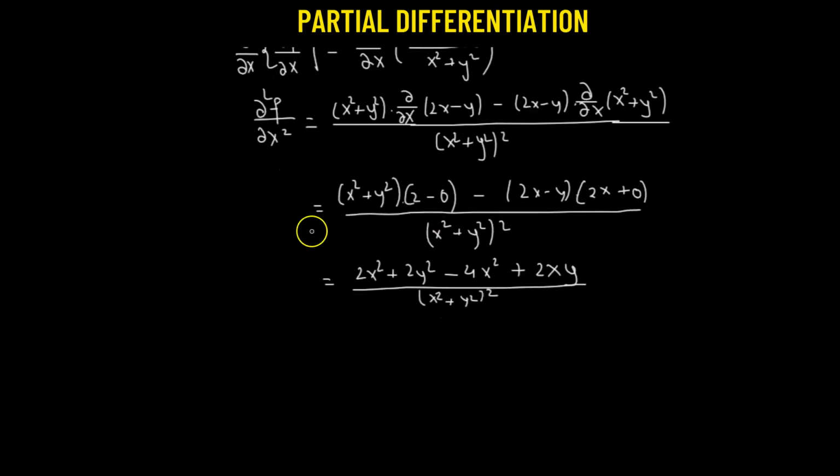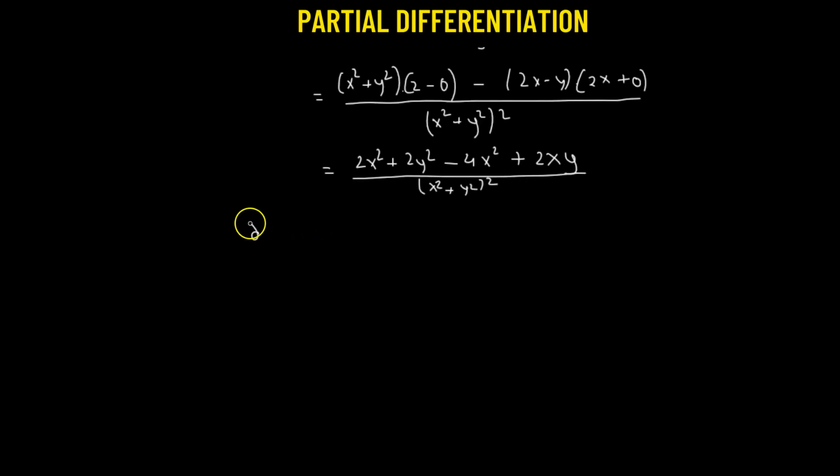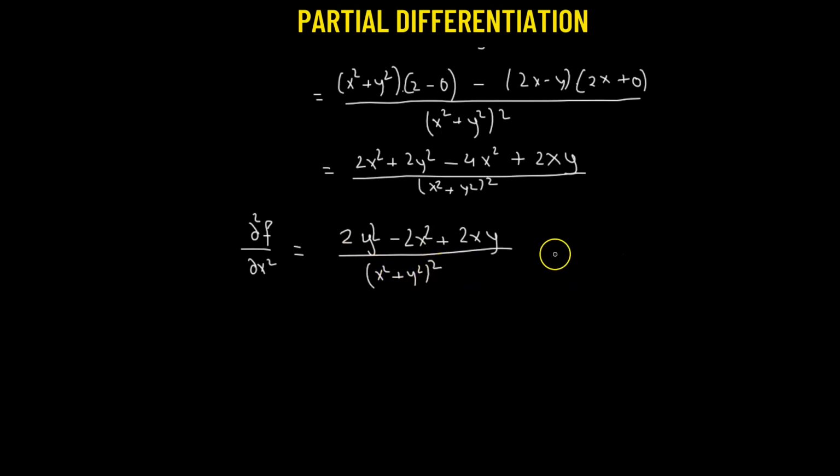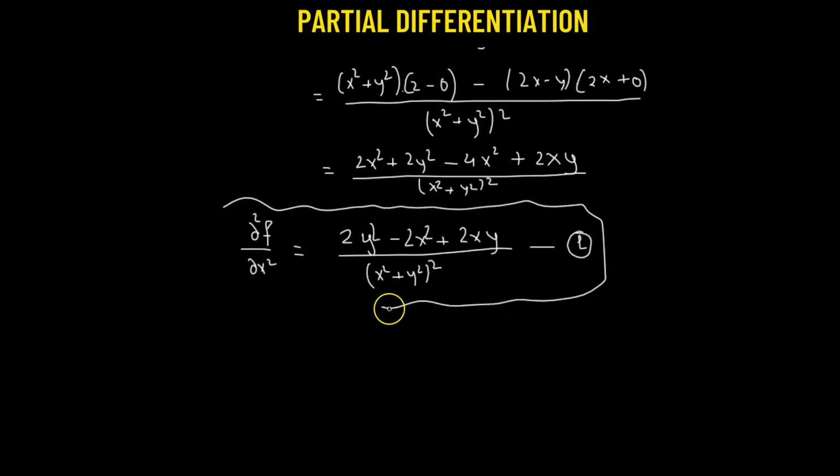So that means we now have the second partial derivative of f with respect to x. So this will be equal to 2y squared minus 2x squared plus 2xy divided by x squared plus y squared whole squared. So we will now label this as equation number 1. We will use this. So this is also f_xx. Fine. Now we will start with the second one.